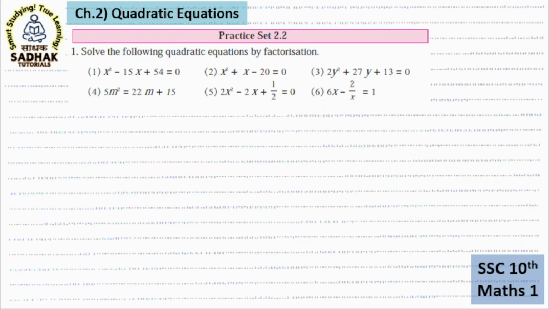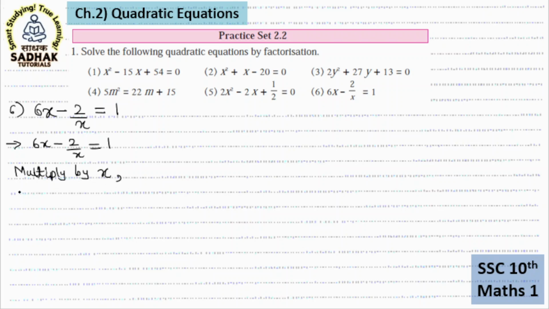Now we are solving sum number 6. Okay, so let me first write the question. 6x minus 2 upon x is equal to 1, that is the question. Here also we can see that we are having a fraction, and to simplify that fraction, what will we do? We will multiply the entire equation by the denominator of the fraction, that is x in this case. So multiply by x. Fine.